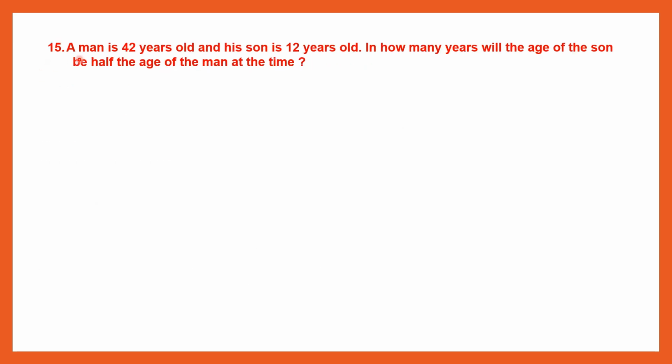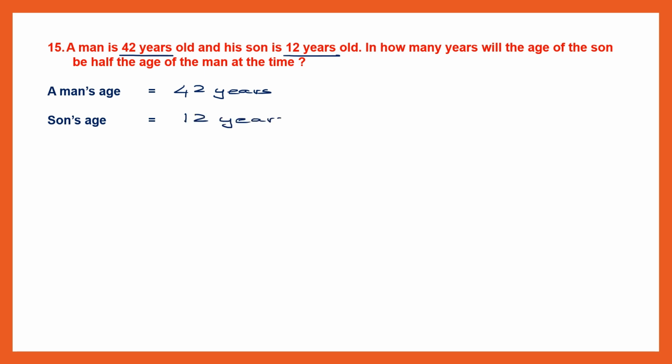Question 15. A man is 42 years old and his son is 12 years old. In how many years will the age of the son be half the age of the man at that time? Okay, so let's begin by saying a man's age. This is given to us. His age is 42. And they've given his son's age also. The son's age is 12 years.